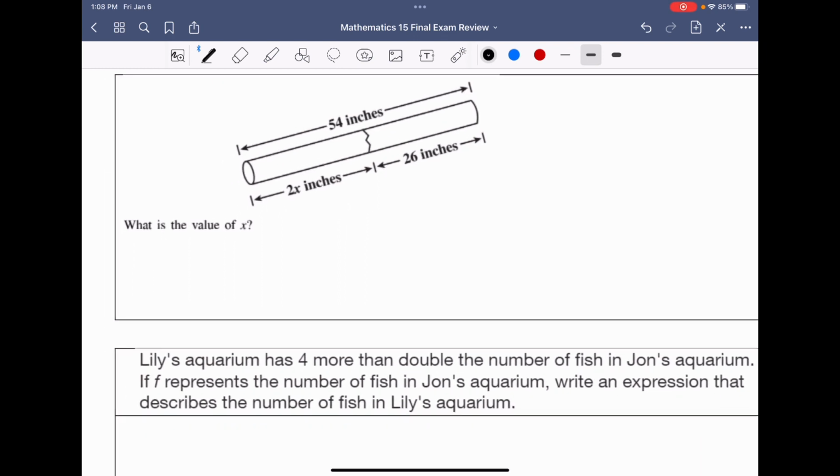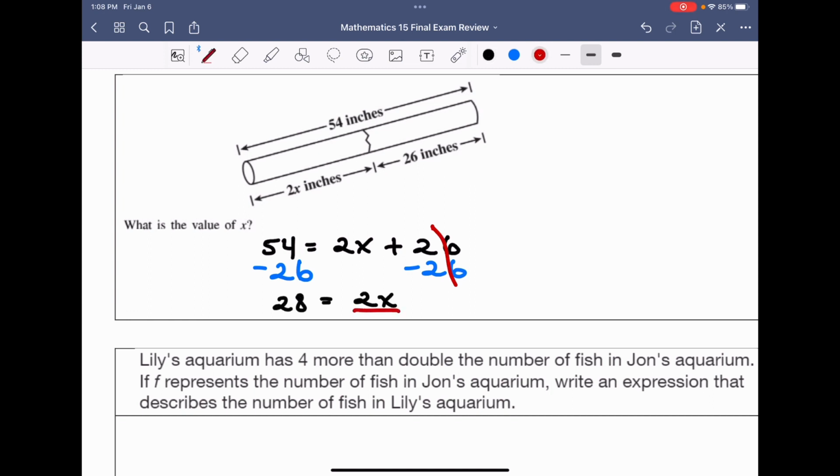Here's what we have to do. We realize that this plus this equals the whole distance. So we're going to say 54 is equal to 2x, which is symbolic of the first piece, plus 26 inches, which represents the other piece. Now, if we want to solve for x, we have to subtract 26 away. When we subtract 26 from both sides, it eliminates on the right-hand side. Then 54 minus 26 is equal to 28, and we can write that on the left-hand side. 28 is equal to 2x.